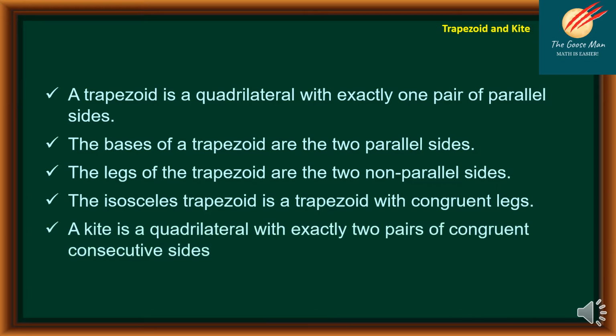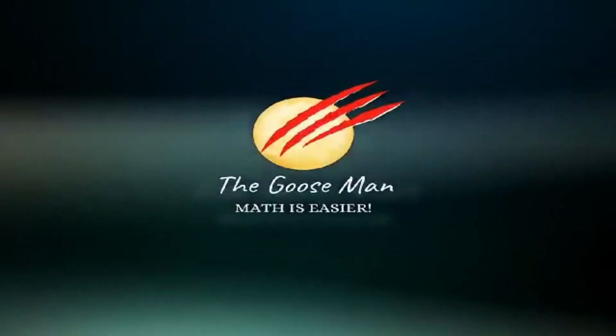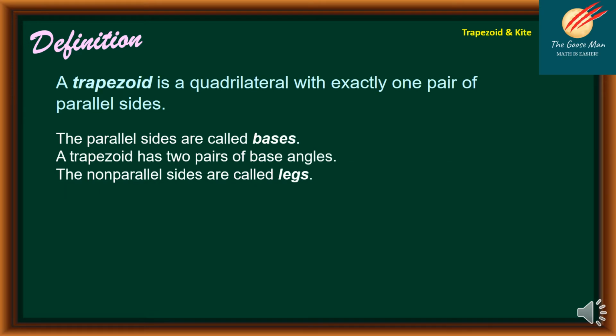And finally, we are talking about kite. It is a quadrilateral with exactly two pairs of congruent consecutive sides. So a trapezoid is a quadrilateral with exactly one pair of parallel sides. Parallel sides are called bases. A trapezoid has two pairs of base angles and the non-parallel sides are called legs.